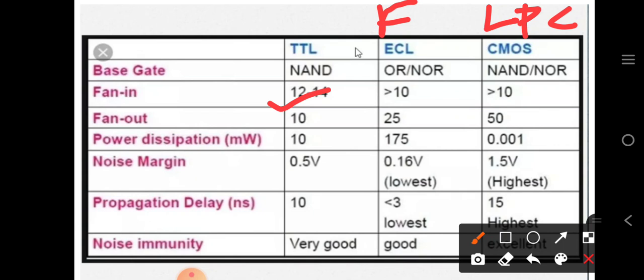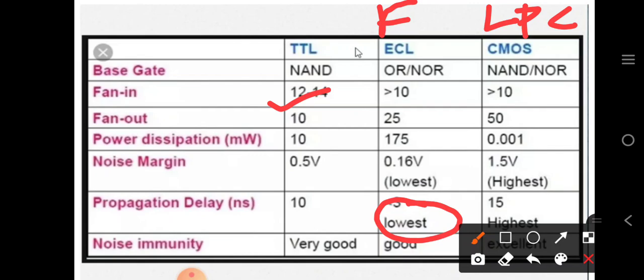Now the next feature of the logic family is the propagation delay. In TTL it is 10 nanoseconds. In ECL it is less than 3, which is the lowest, and in CMOS it is 15, which is the highest. So propagation delay is lowest in ECL, and if you have the lowest propagation delay, it means it is the fastest working logic family.